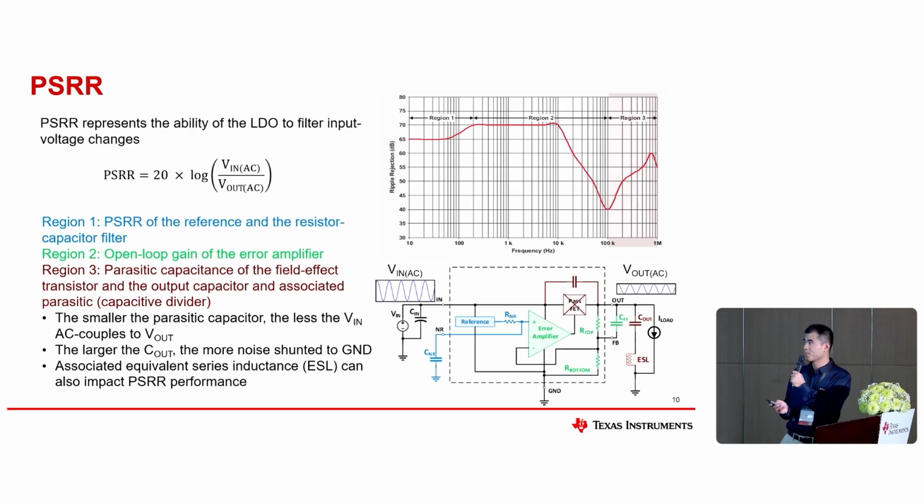For the internal FET, we cannot change it, so we need to change to a different LDO with less parasitic capacitance. The output capacitor is also important. We need to choose a very low ESL capacitor here, and if you choose a bigger value of output capacitance, it will help improve the PSRR.